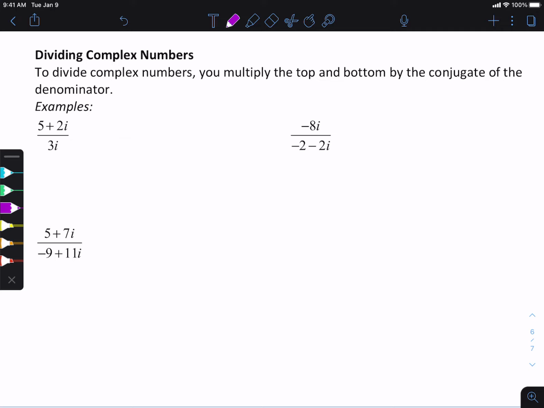We're going to divide complex numbers. Dividing complex numbers is very similar to dividing our radical numbers. What we're doing is we're multiplying the top and the bottom by the conjugate of the denominator. Remember that the conjugate is the opposite sign in the middle.